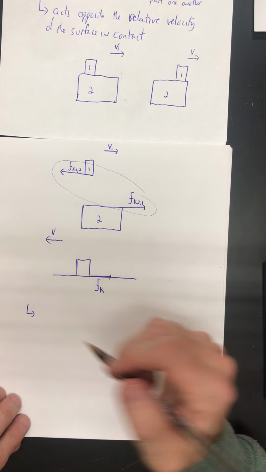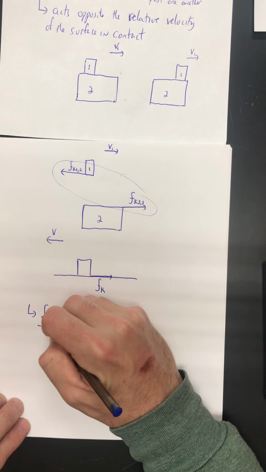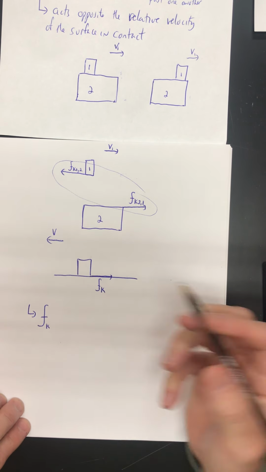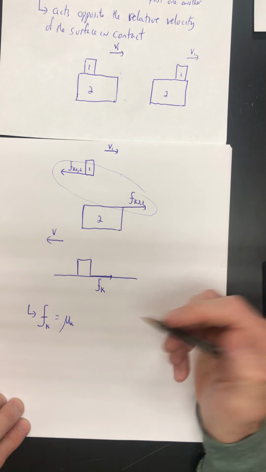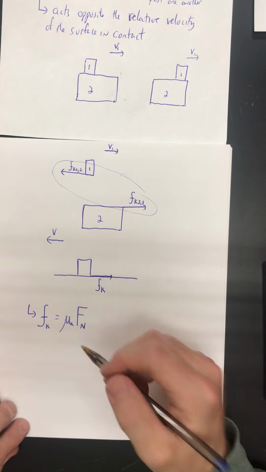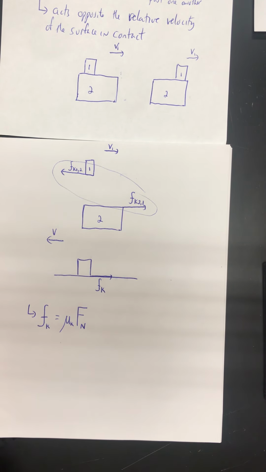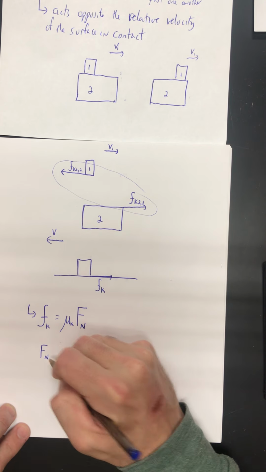Let's talk about the magnitude of the kinetic friction force. And this should be a reminder from last year that the equation for the kinetic friction force is the coefficient of kinetic friction, mu sub k, times the normal force. And that's why we've been finding the normal force and why we care about it. Let's talk about the role of each of these in this equation. So first off, the normal force.